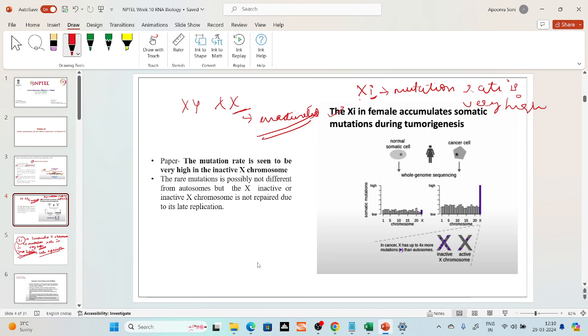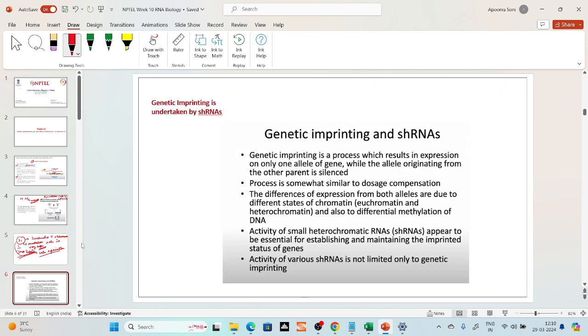So whatever mutations are also there, they will also not be expressed. So it is not such a problematic situation for us, but we need to know that in the tumor cells, most of the mutations occur in the inactive X chromosome. Then we come to the next point, which is genetic imprinting and the role of shRNAs.